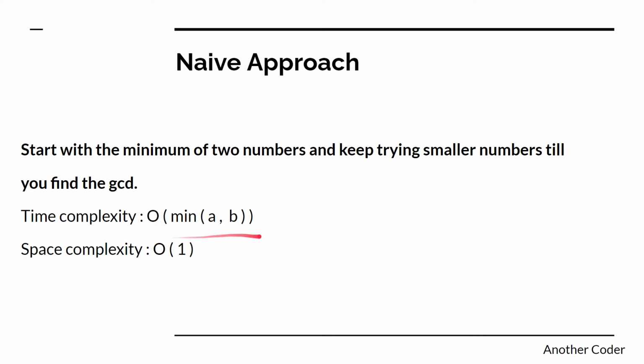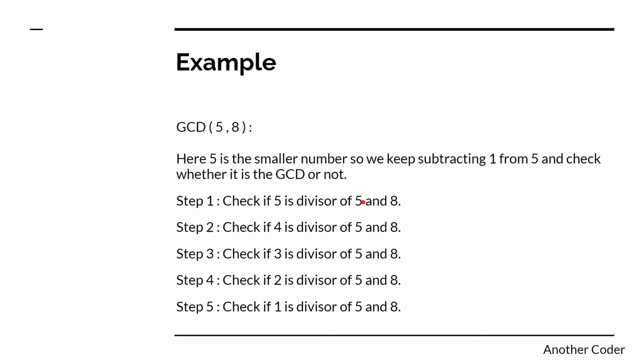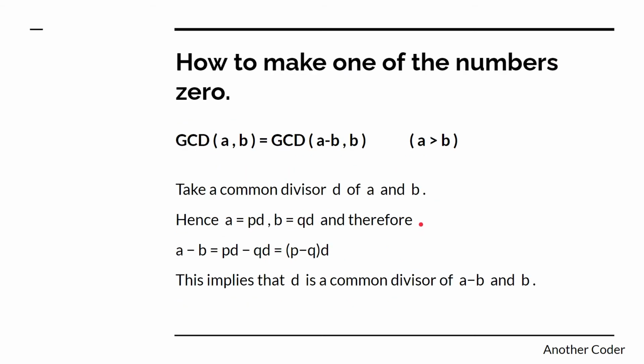So the time complexity is obviously the minimum of a and b. Whichever of those two numbers is minimum, it would be equal to O of that number, right? So for example, if I take the GCD of 5 and 8, we'll check if 5 is a divisor of both 5 and 8, but it does not divide both of those numbers. So we'll check for 4, then we'll check for 3, 2, and finally 1. At the end, if none of those numbers divides both 5 and 8, then obviously 1 would be the answer, right? So this is the very basic idea or the naive approach to find the GCD of two numbers, right?